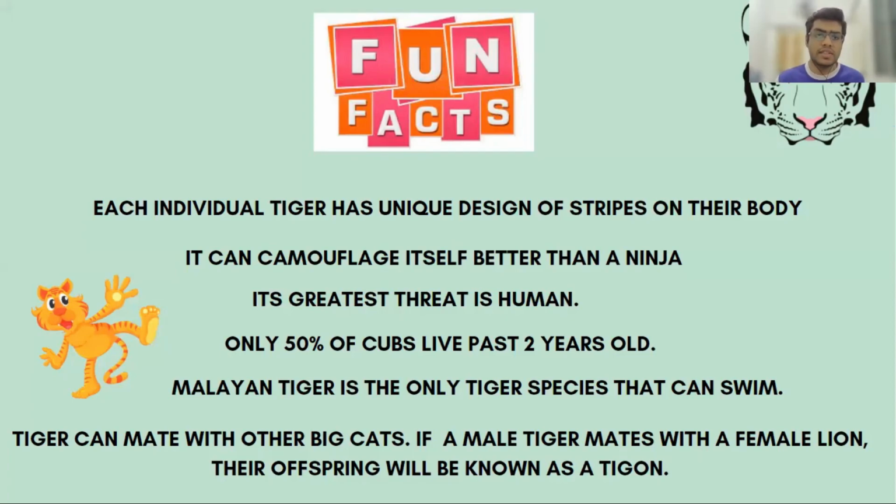The only tiger species that can swim is the Malayan tiger, which is located in Malaysia. Lastly, a tiger can mate with other big cats. For example, if a male tiger mates with a female lion, their offspring will be known as a tiger. So these are a few of the fun facts that were found for tigers.